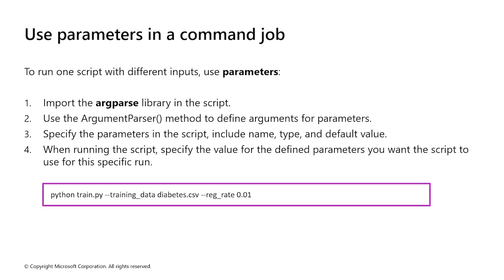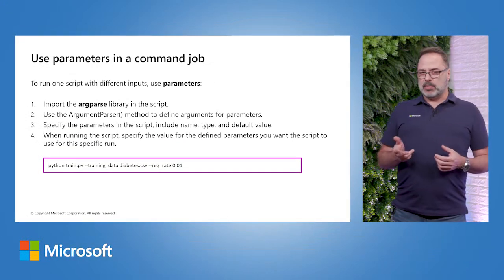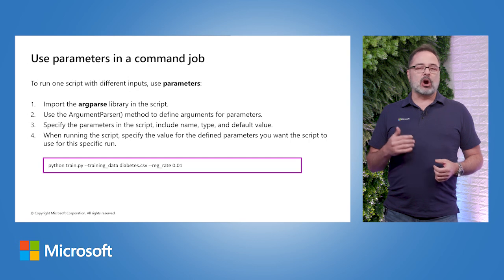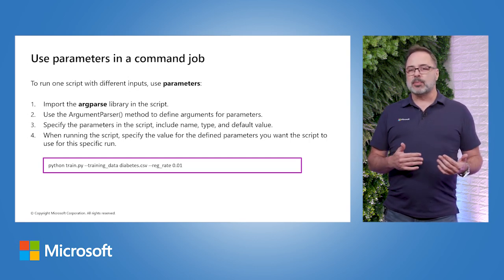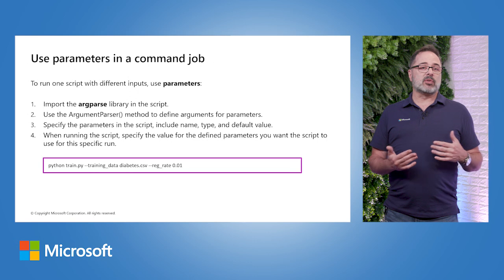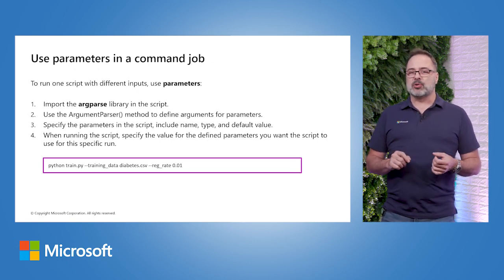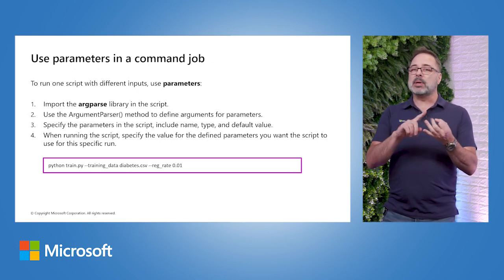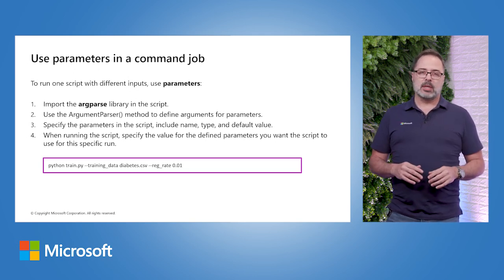A great way to do this is by making sure that our script can accept parameters so that we can change settings during different executions. Since our script is based in Python, we need to import the argparse library into the script, and then use the argument parser method to define the arguments for parameters. We also need to specify each of the parameters in the script, including setting the name, type, and default value. Those steps are done within the script itself.